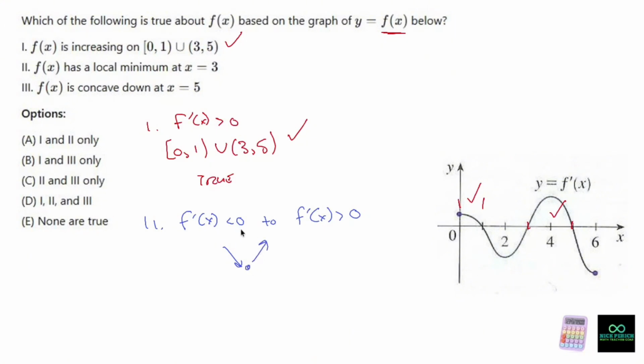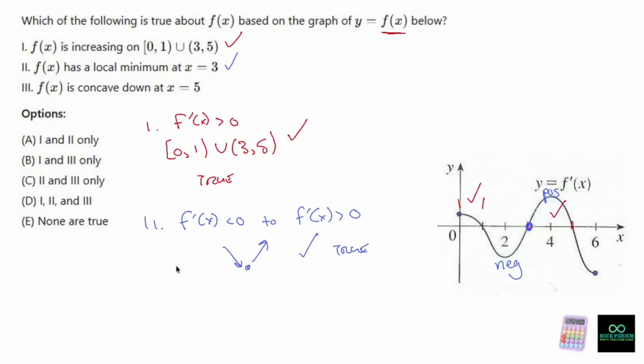So am I going from negative to positive at 3? Well, here's 3. I am underneath the x-axis, which means, yep, right here it's negative, at 3, and then it becomes positive. So since my f prime of x is under the x-axis before 3, and then above after 3, that would imply that I have a local minimum. So this is a true statement, which means 2 is also true.